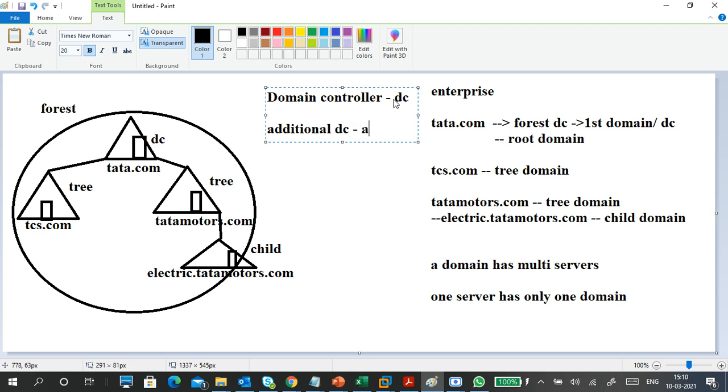This is called an ADC, an additional domain controller. There are three types of domain controllers currently: DC, ADC, and RODC, the read-only domain controller. DC is the main domain controller. ADC is for backup.